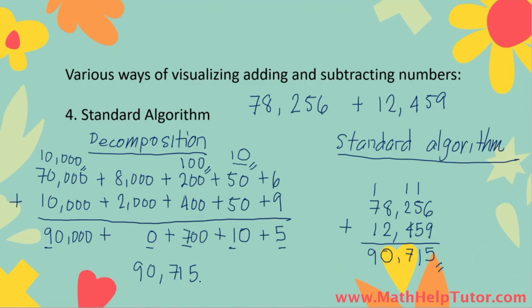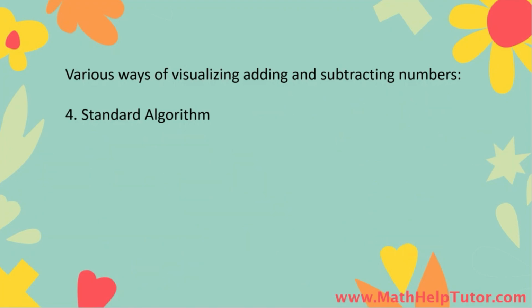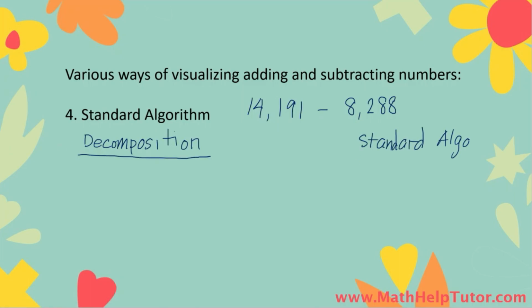And we don't have to write so many numbers as compared to the decomposition method. Now let's try subtracting using the standard algorithm. Again, I'll show you first the expanded form so you see what is actually happening when we subtract numbers, and then I'll show you the quicker and easier method, which is the standard algorithm. So let's subtract 8,288 from 14,191. Let's have the decomposition method over here, and the standard algorithm over here.